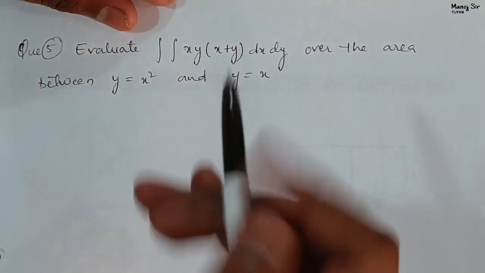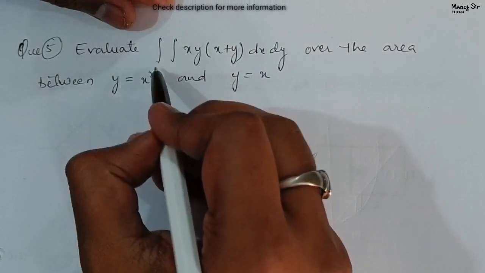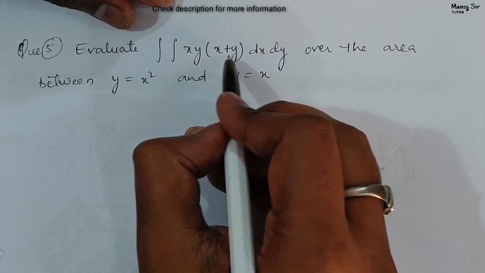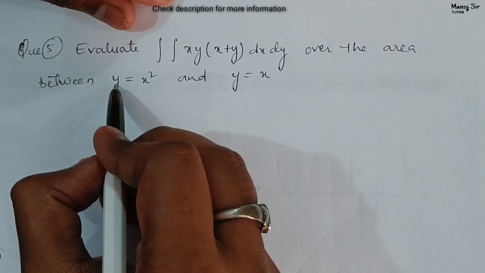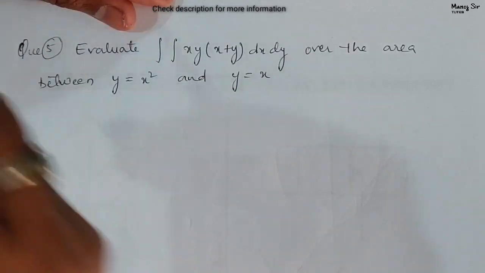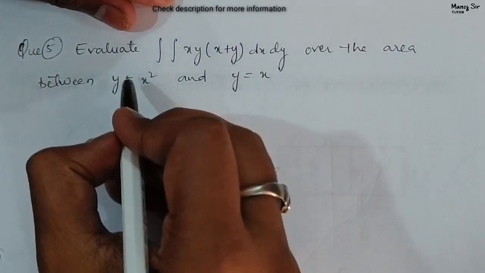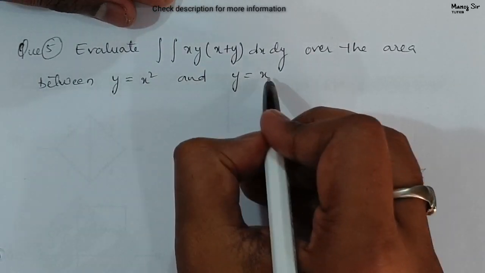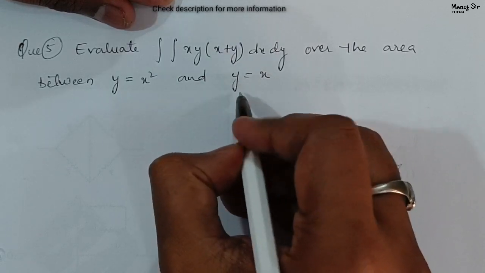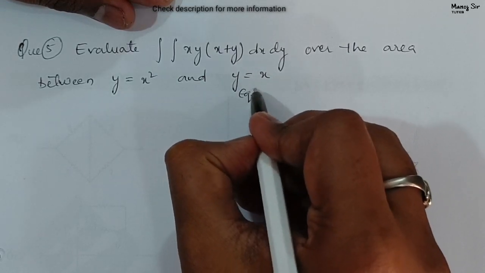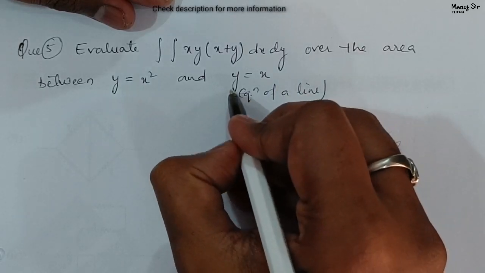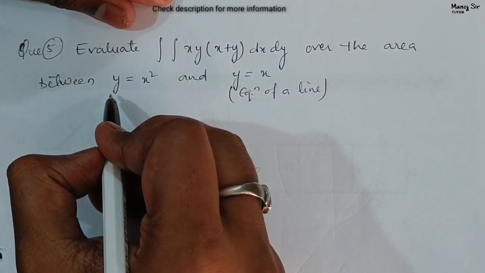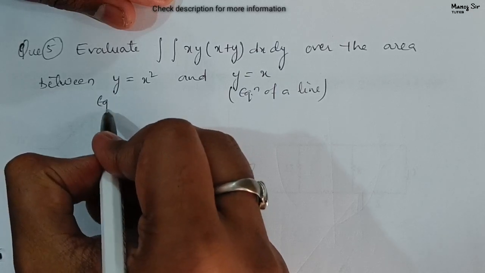So let us start. The question says, evaluate the double integral of xy(x plus y) dx dy over the area between y equals x square and y equals x. Here we have y equals x square and y equals x. Looking at this, we can say this is an equation of a line, and this is an equation of a parabola.